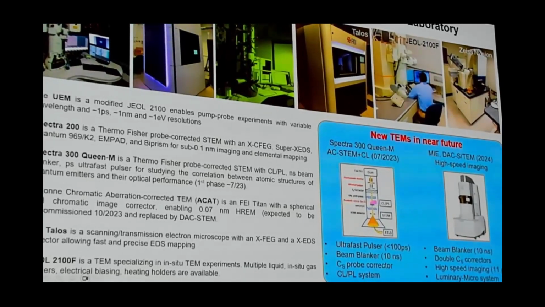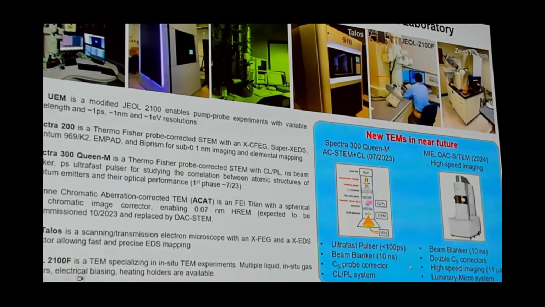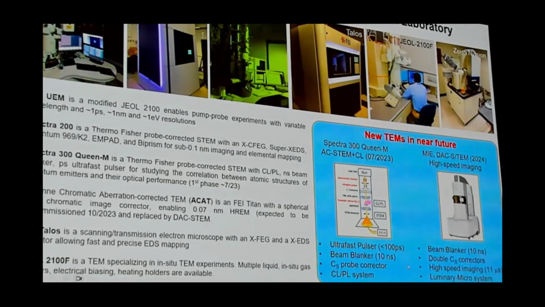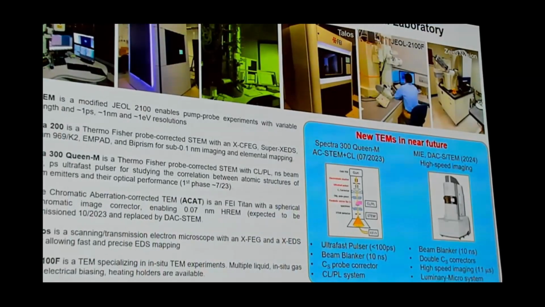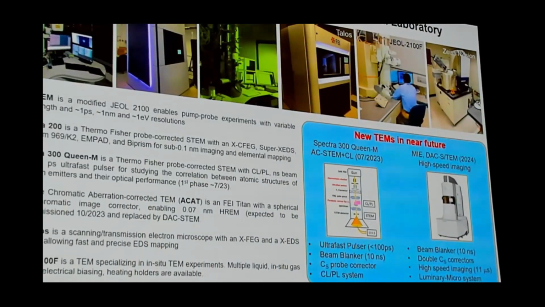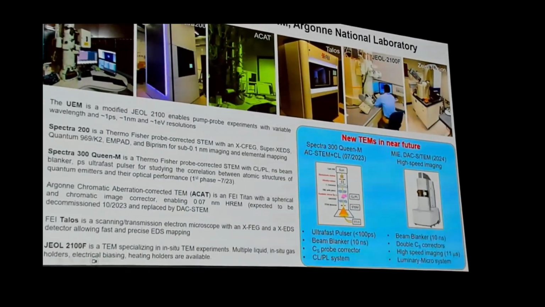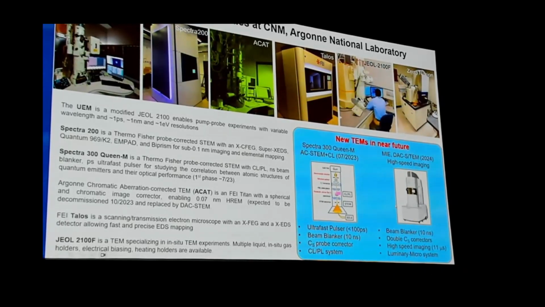It also has a cathodoluminescence and photoluminescence system in it, initially purchased to be able to do quantum information science type work, but could be applicable to many other things as well. And finally, this last instrument that will be coming early next year also has a beam blanker, has double aberration correctors and a high speed system. So this will be kind of our microsecond time frame.